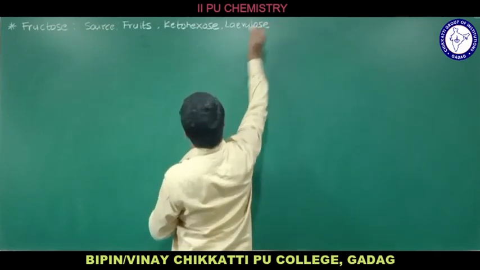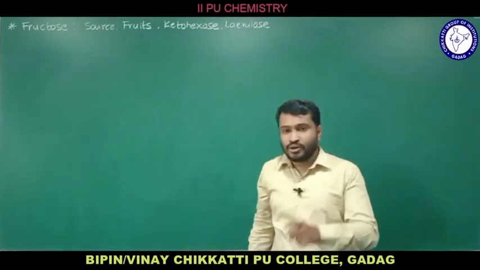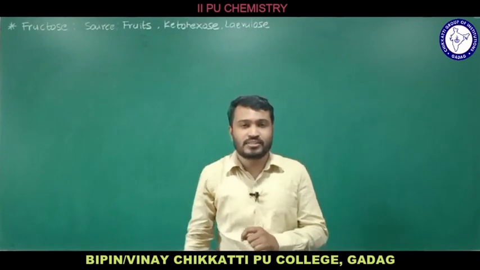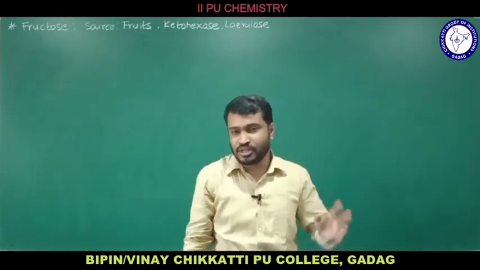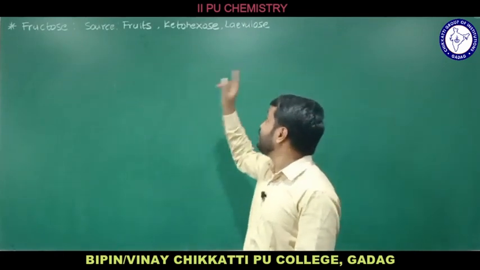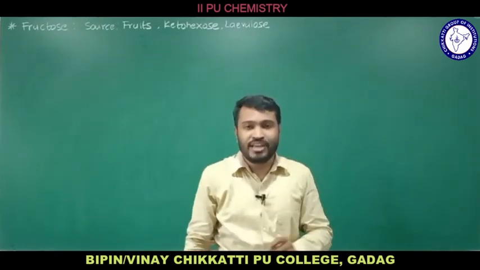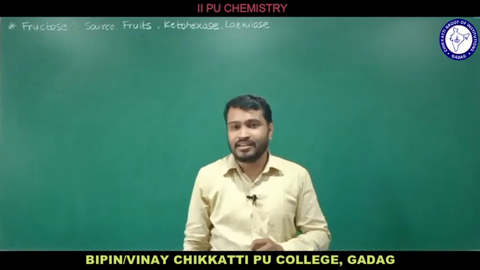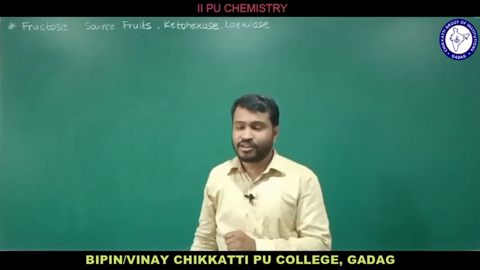Levulose is the chemical name of fructose. Do you remember the chemical name of glucose? That is dextrose. Glucose's chemical name is dextrose, whereas fructose's chemical name is levulose. I will tell you why we have the names dextrose and levulose. Now you know that one.